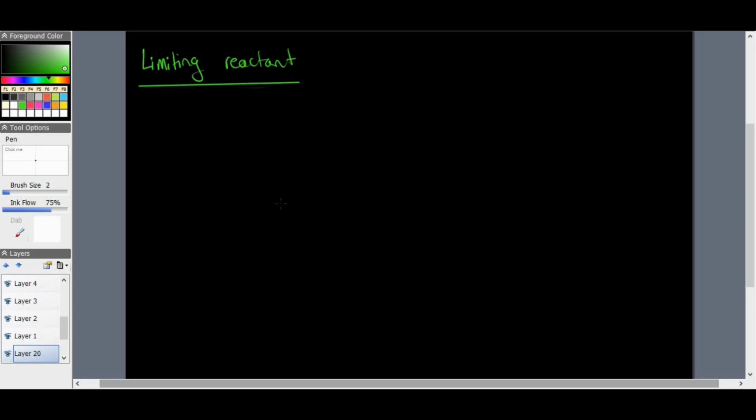So let's take an example first, which I will send in just a moment. Before we look at that example, let's write down the definition. The definition of a limiting reactant is the reactant which is completely used up in the reaction.